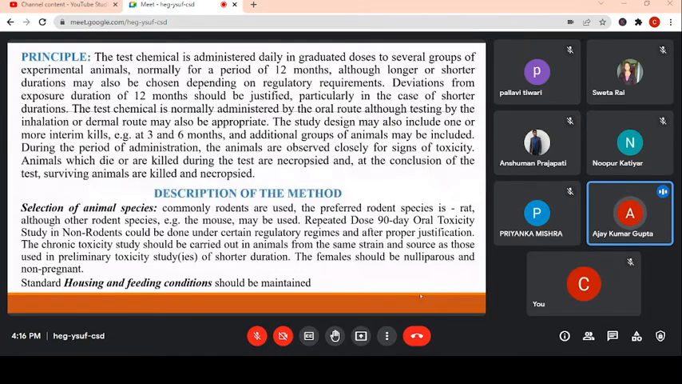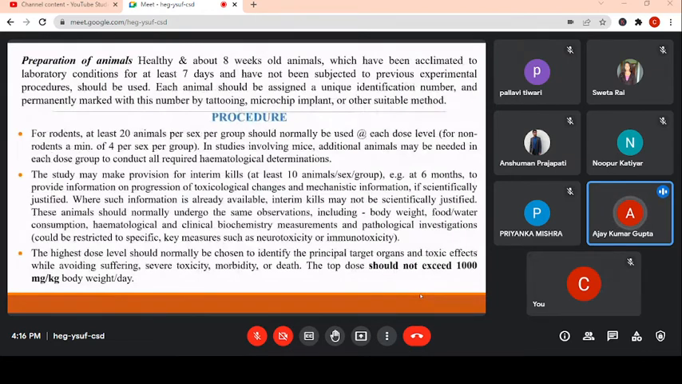Preparation of animals: healthy animals about 8 weeks old, which have been acclimatized to the laboratory conditions for at least 7 days and have not been subjected to previous experimental procedures, should be used. The animals should be healthy, of about 2 months of age, acclimatized for at least 7 days in the experimental environment, and they should not have been experimented on earlier.